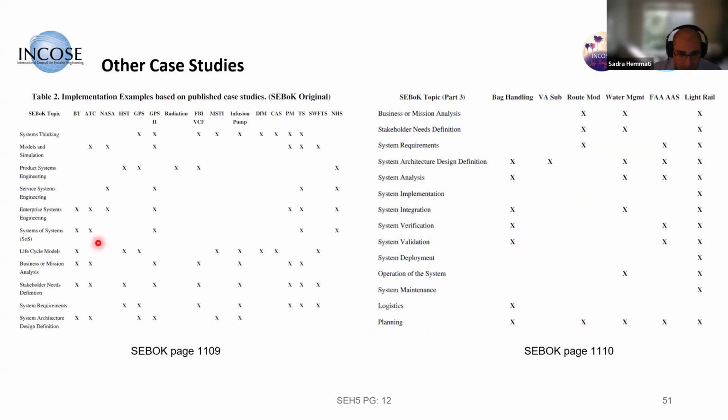And the nice thing is you can find which one case study to look at based on your need. Like if you want to look at the stakeholder needs definition, there are many case studies, but if you want to just look at service systems engineering, you have 4, and you can pick and choose which one is more relevant to your interest. And yeah, thank you so much. Any questions or comments or feedback?